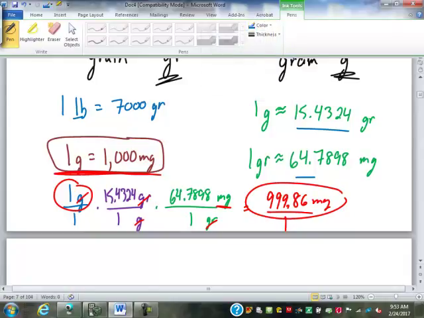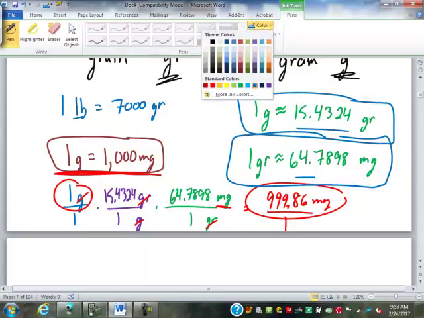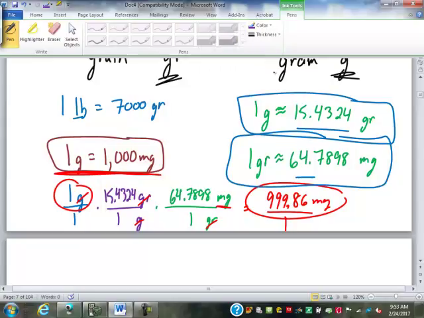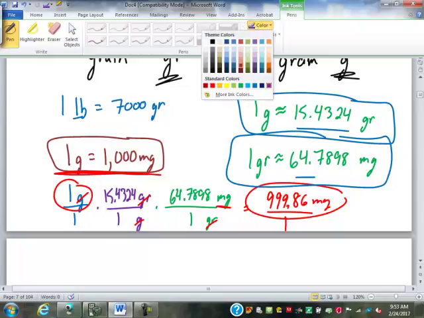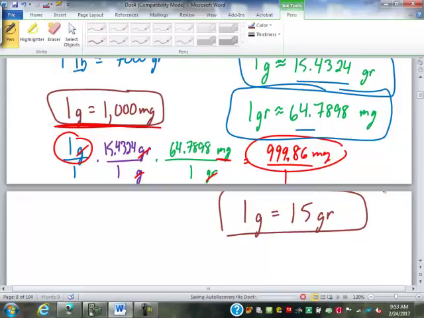The problem is these numbers here, 1 gram is 15.4324 grains, is really ugly to remember. And 1 grain is 64.7898 milligrams, is also really ugly to remember. So they decided to just round them off in the metric system to create almost like a metric grain. And what they did is this. They said, we're going to just let 1 gram be 15 grains. That doesn't seem like such a stretch, right? 15.4 is going to just round to 15.